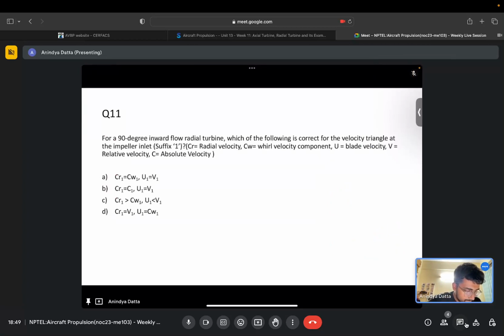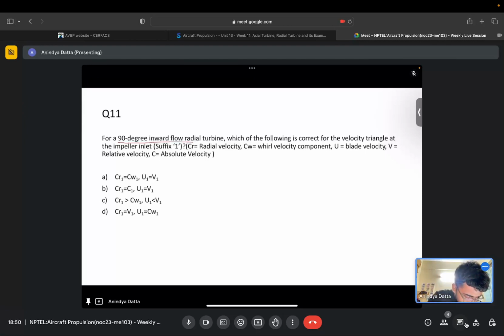Question 11. For a 90-degree inward flow radial turbine, which of the following is correct for the velocity triangle at impeller inlet? Here we represent the impeller inlet as suffix 1, where cr is the radial velocity, cw is the whirl component of velocity, u is the blade velocity, v is the relative velocity, and c is the absolute velocity.